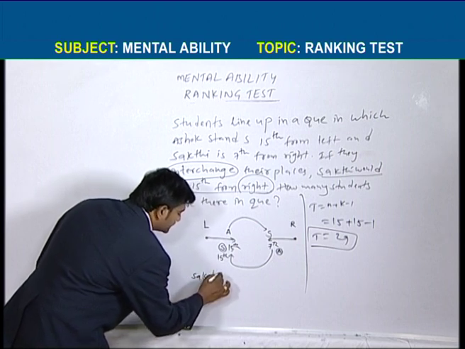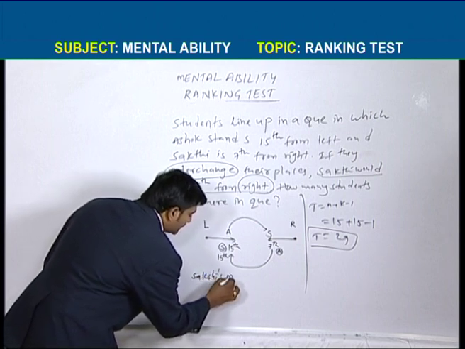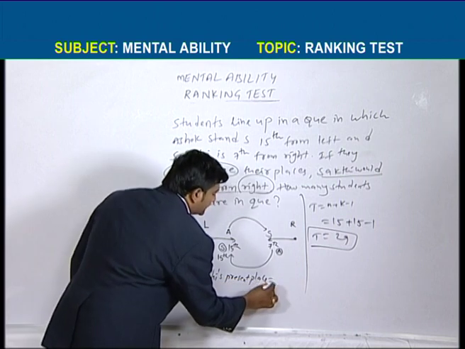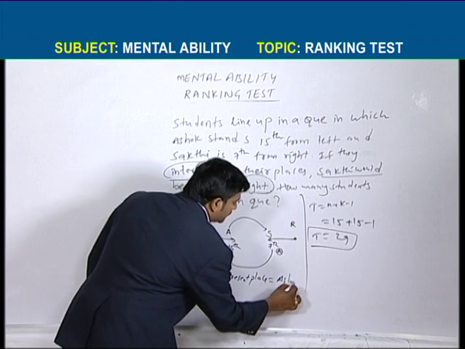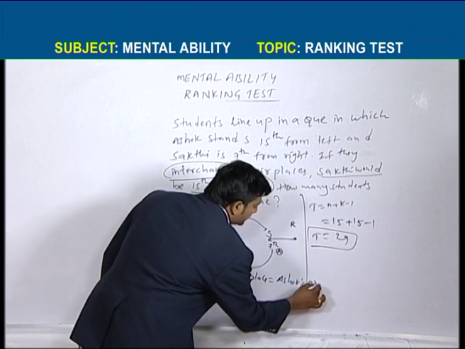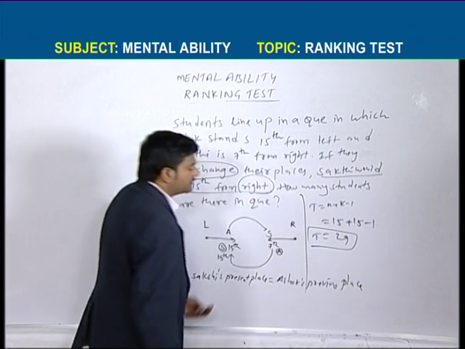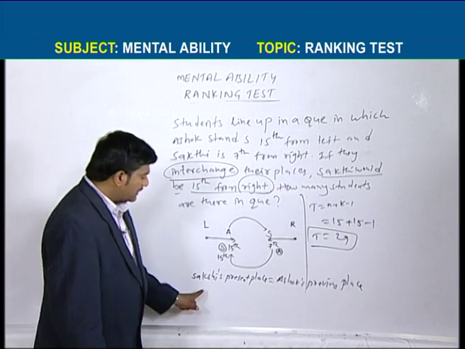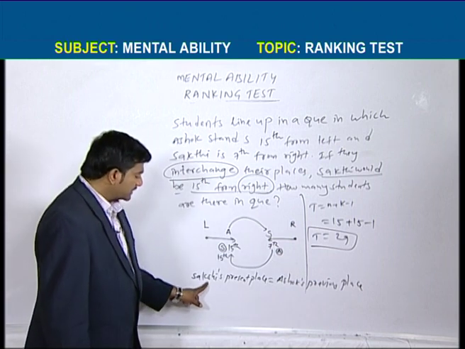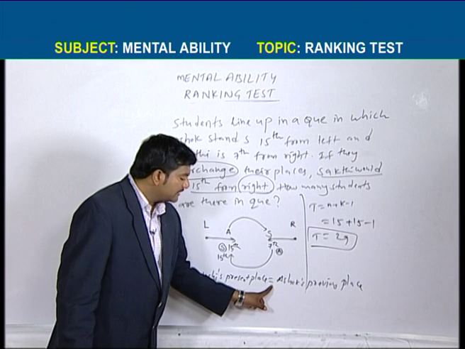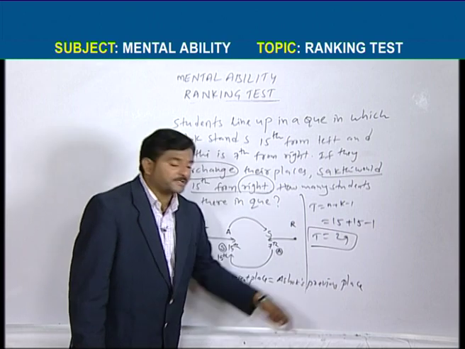Shakti's present place is equal to Ashok's previous place. Remember this concept. So by using this concept, we are able to solve this. I will read this out once again. Shakti's present place is equal to Ashok's previous place.